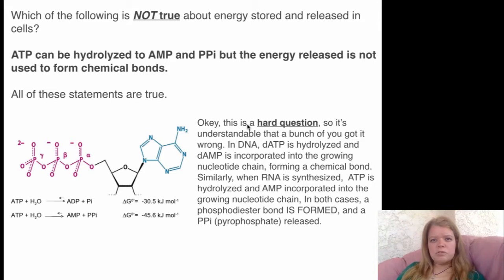One of the most famous reactions probably occurs during the synthesis of DNA or RNA, where if you're talking just ATP, when RNA is synthesized, ATP is hydrolyzed and AMP is incorporated into the growing RNA chain and pyrophosphate is released. And as you can see there, a chemical bond is formed, the phosphodiester bond between the AMP molecule and the preceding ribonucleotide molecule inside the growing RNA chain. So hopefully this clears that up.